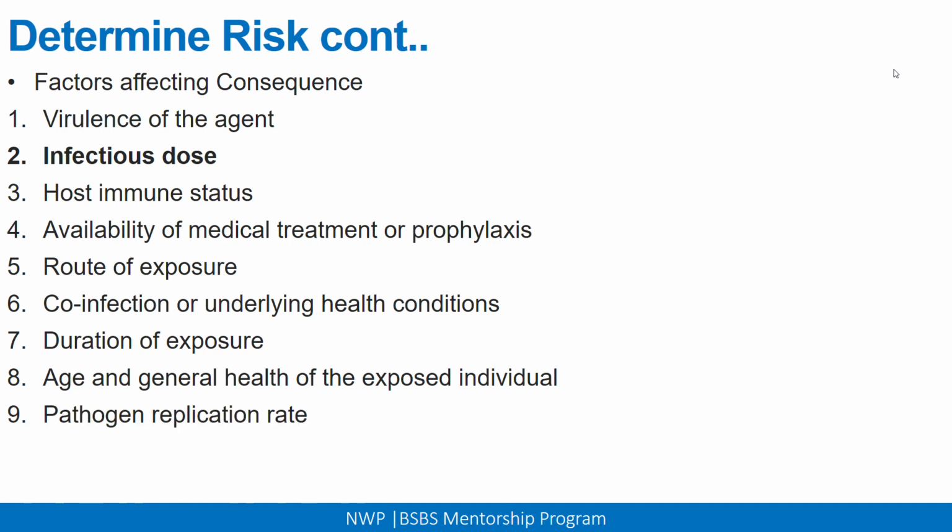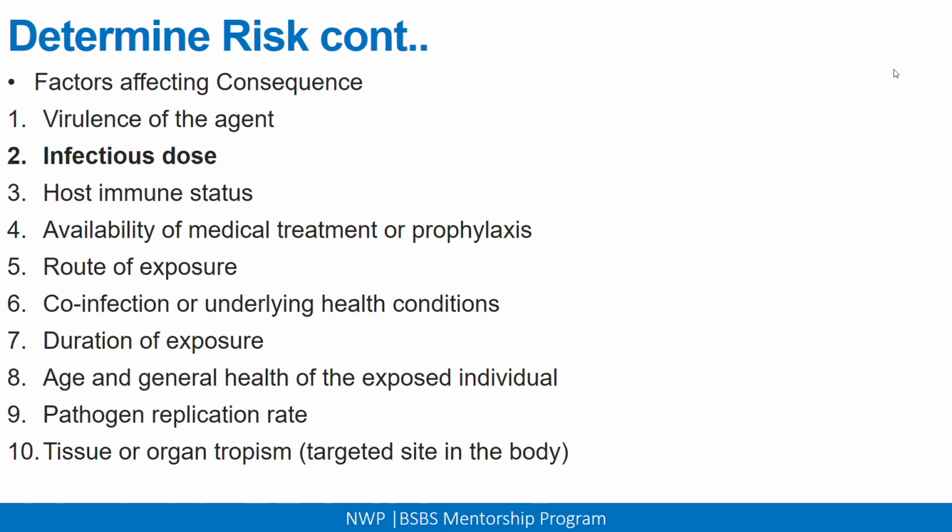Pathogen replication rate. If you get exposed to a pathogen, and it enters your body, and it replicates at a slower rate, it means that the severity of the infection will be less as compared to a pathogen that replicates really quickly, because it will spread throughout your body very quickly, and therefore the severity and the consequence of the infection will be greater. There's going to be a lot of replicants of the particular agent in your body, and therefore your immune system may become overwhelmed to actually fight the multiple types of pathogens in your body.